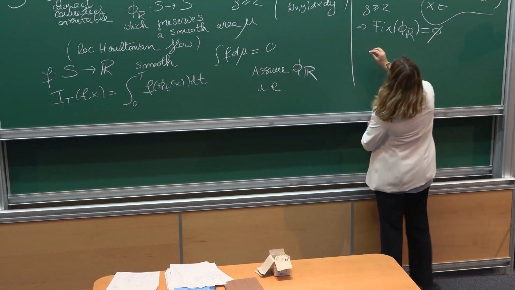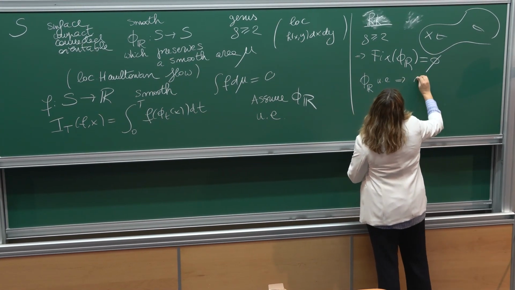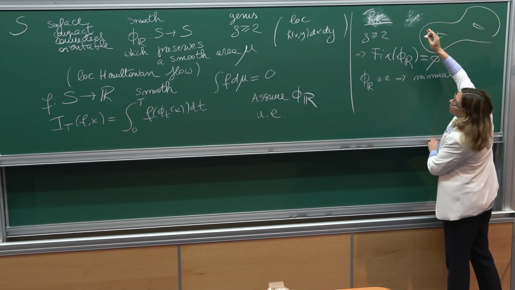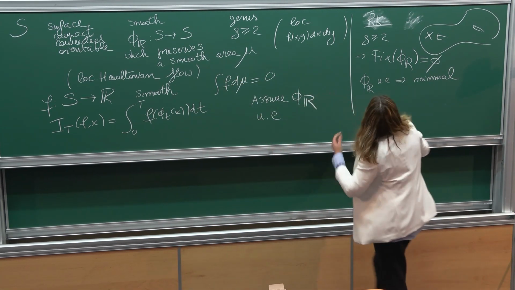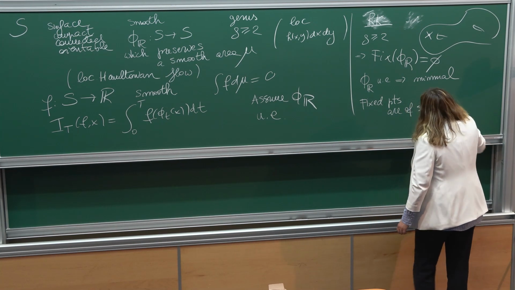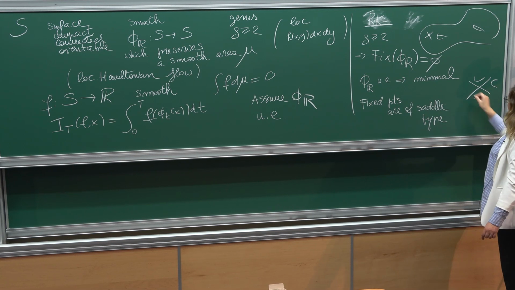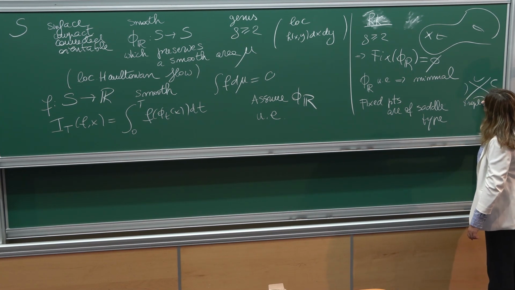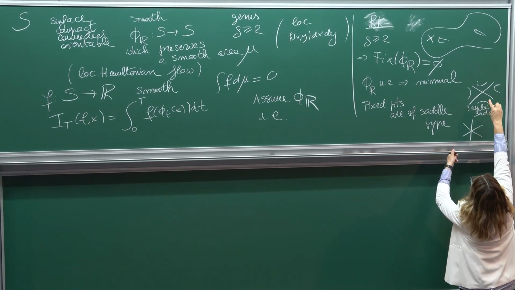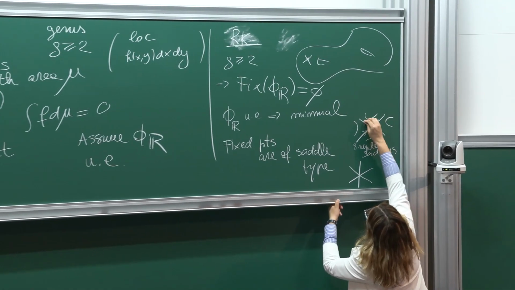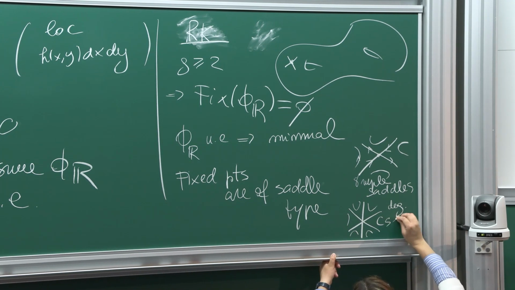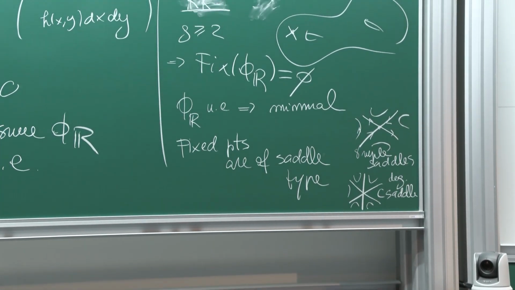If the flow is uniquely ergodic, in particular it is minimal, so infinite orbits are dense, and you can show that because of minimality and area preservation, the fixed points are of saddle type. So the fixed points of your flow could be saddles, and these are typically simple saddles, or they could be degenerate saddles. So they could also be saddles with more than 4 separatrices, but always an even number since it's a flow.